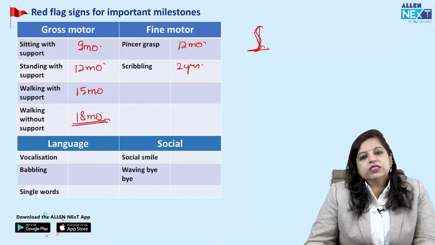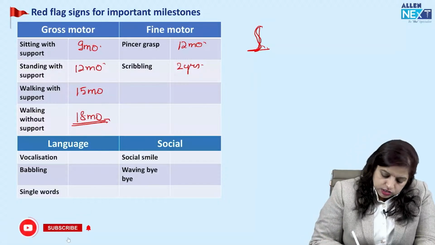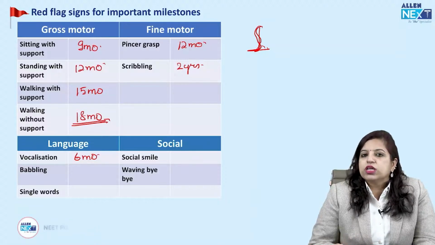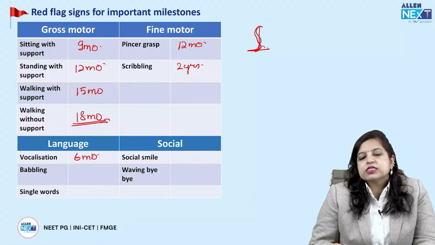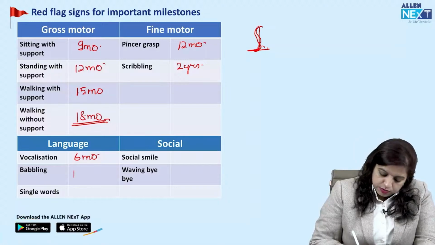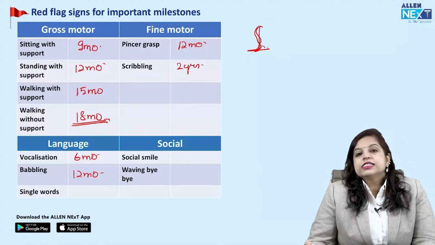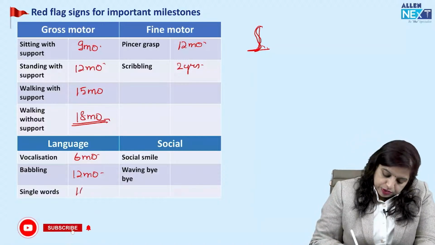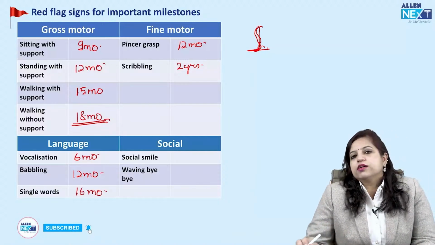Vocalization usually begins by 2 months of age, does not come by 6 months, it's a red flag sign. Babbling usually comes at 4 to 5 or 6 months and then does not come by 12 months, it's a red flag sign. Single words usually come by 1 year of age. If they have not appeared by 16 months, it is a red flag sign.